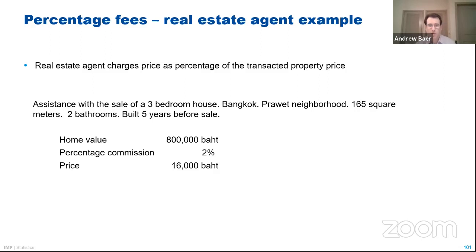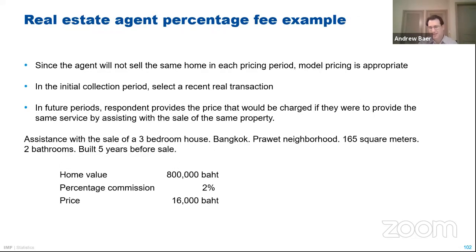So here we have an example where a real estate agent is assisting with the sale of a 3-bedroom home. We specify the city, we specify the neighborhood, we specify different characteristics about the home. Here we have the square meters, the number of bedrooms, bathrooms, and when the home was built. The home sells for 800,000 baht. The real estate agent takes a 2% commission, so their price is 800,000 times 2% or 16,000 baht. That's what a transaction would look like.